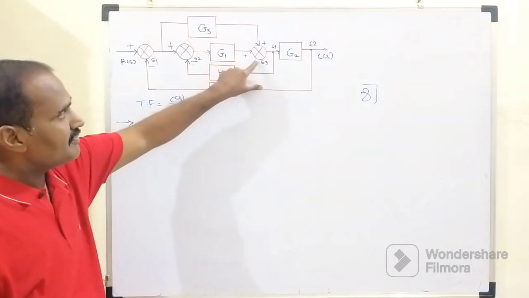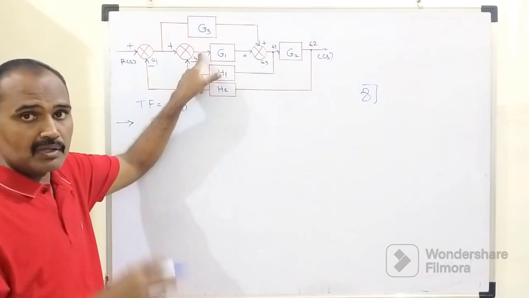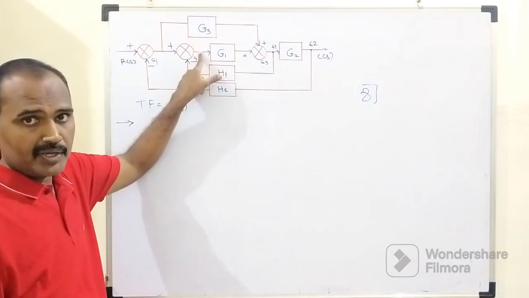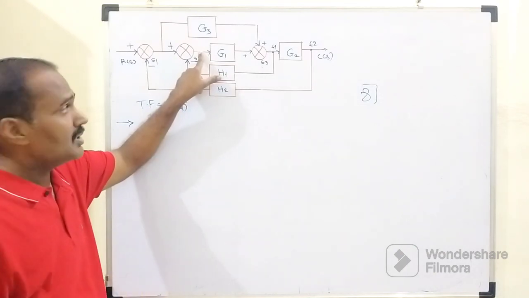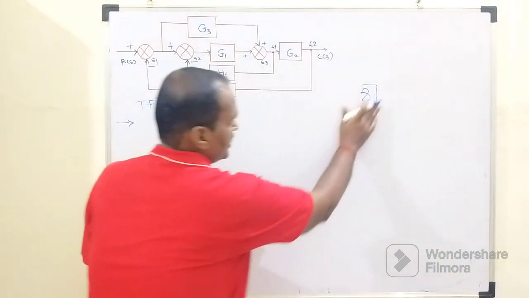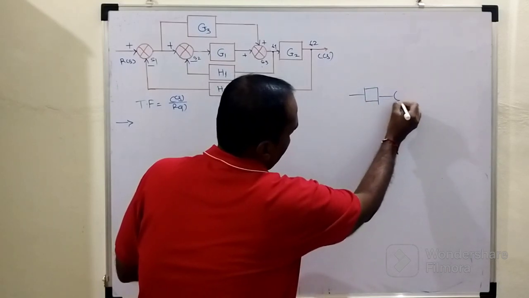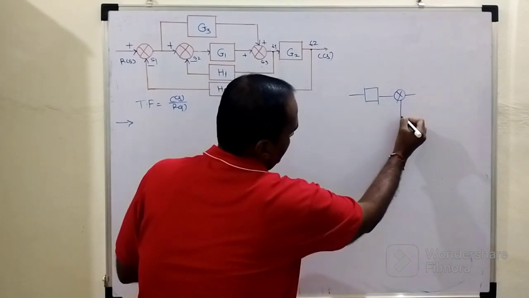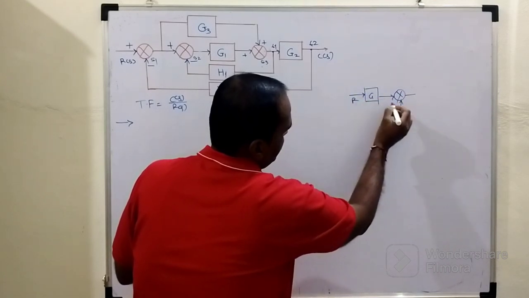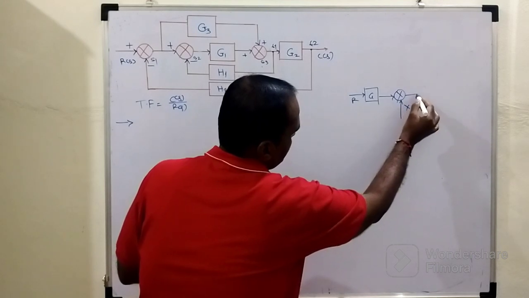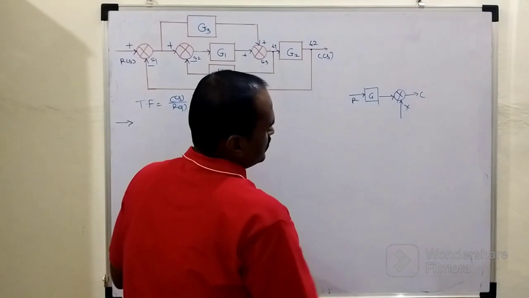Whenever we are shifting the summing point before a block, we need to recall reduction rule number 5 or reduction rule number 7. The basic logic is this: suppose we have a block and a summing point, where this is R, this is G, and for the sake of convenience this is capital X and this is C.